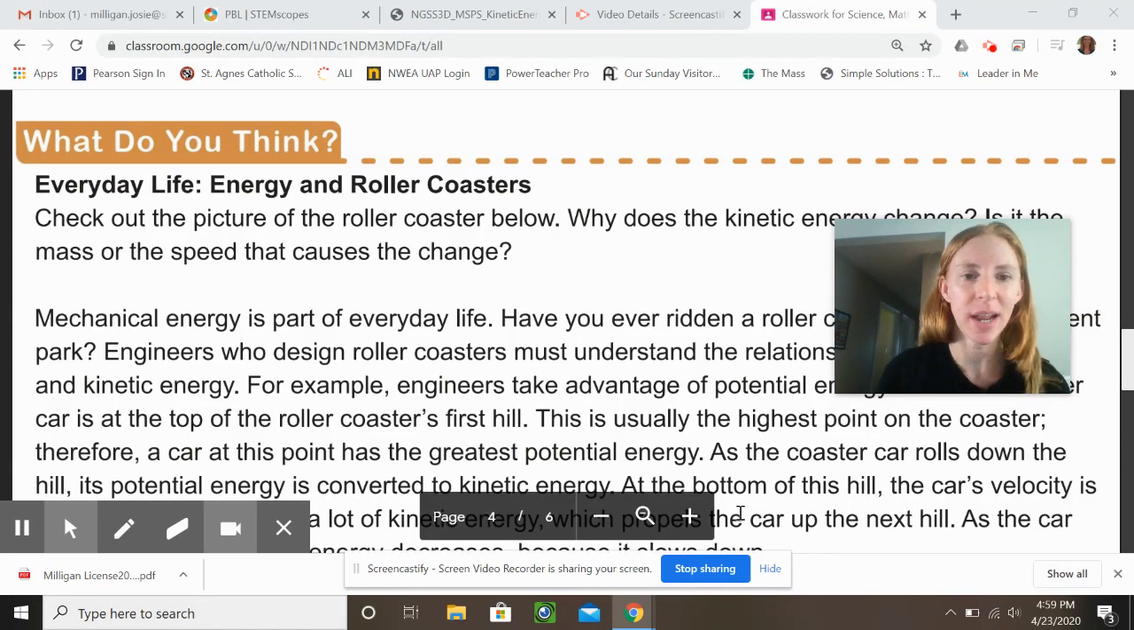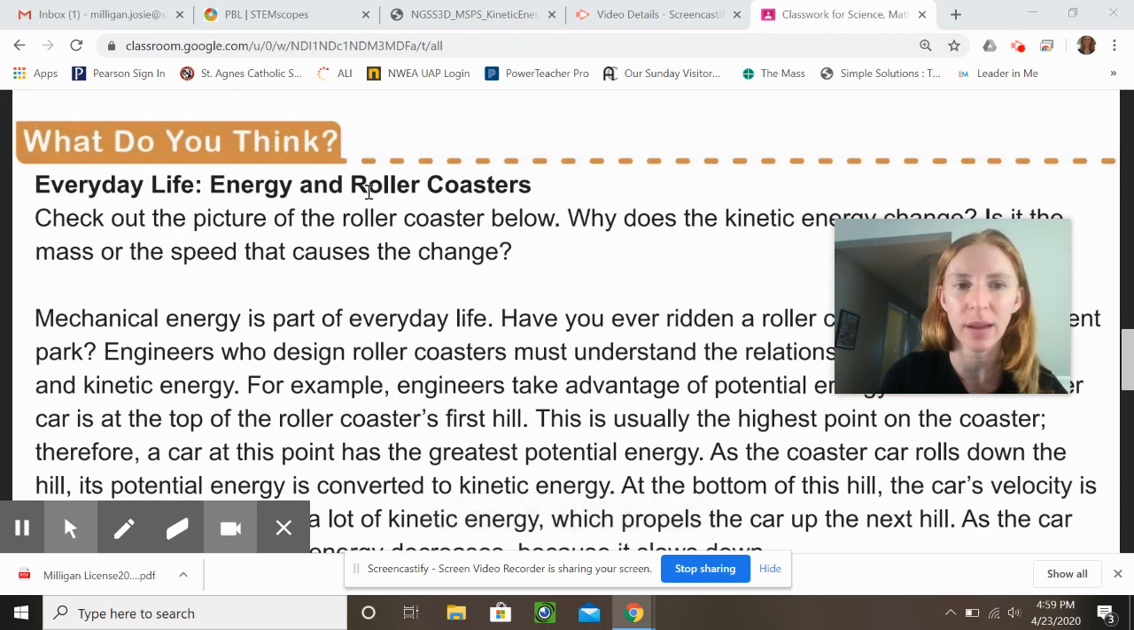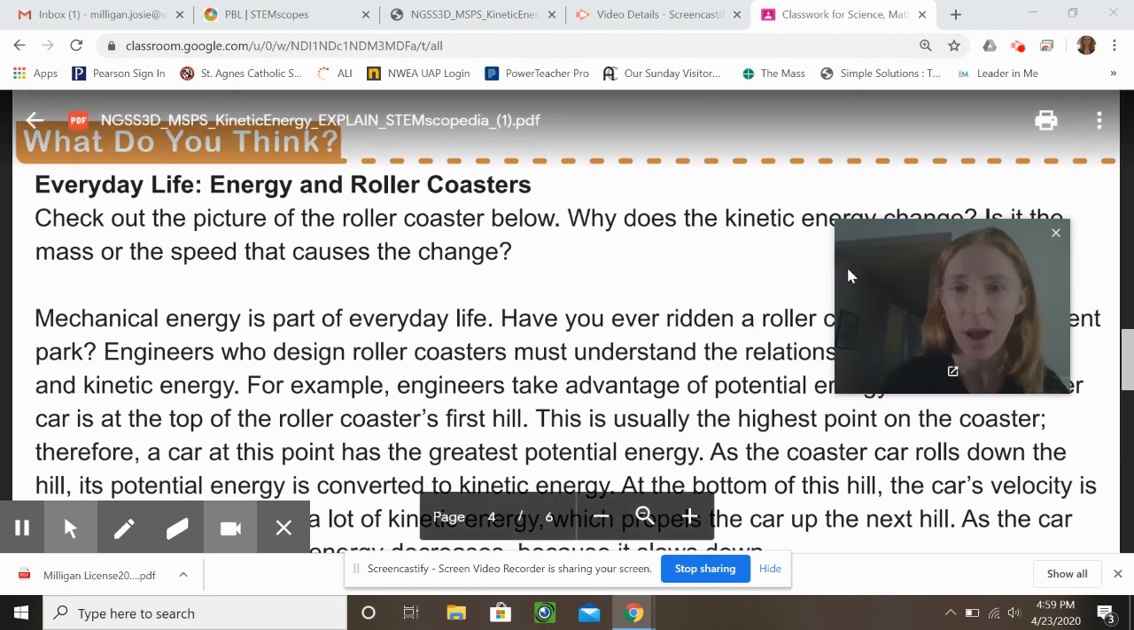Hi, boys and girls. Today I'm going to have you look at the Stemscopedia article to really get some good ideas about what kinetic energy is. So I want you to go to this section called What Do You Think? And it's called Everyday Life, Energy and Roller Coasters. If you haven't started your engineering project, that's okay. But this paragraph is really going to help you understand how it functions.